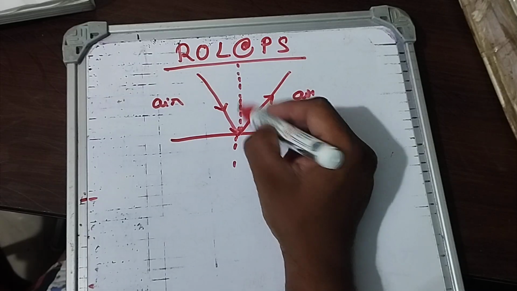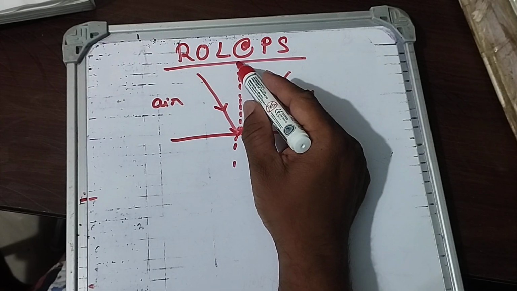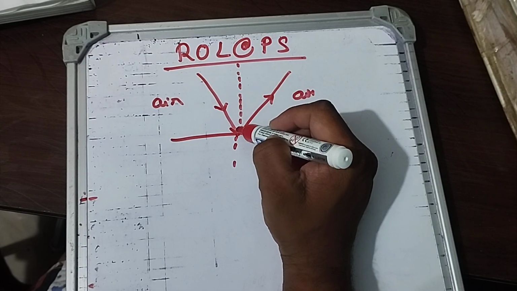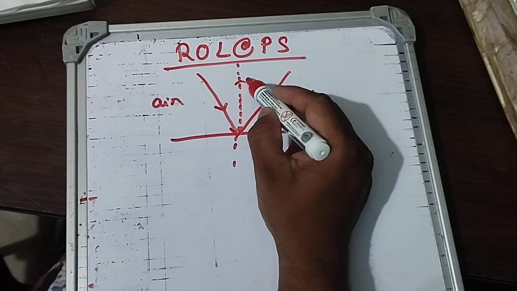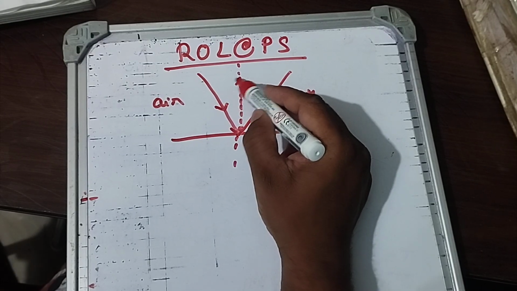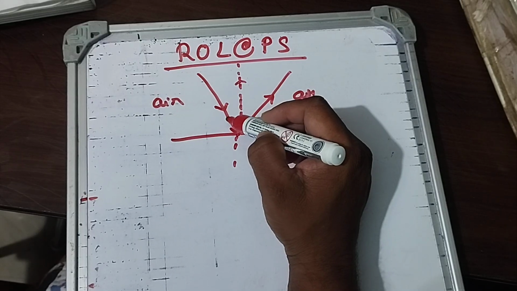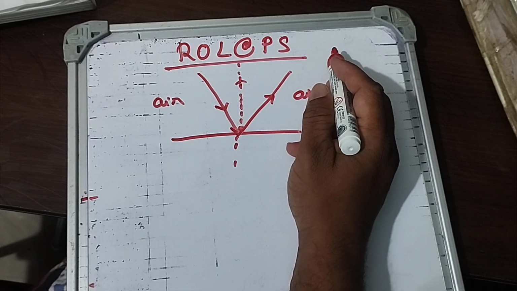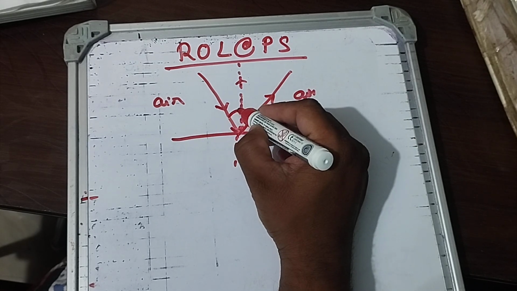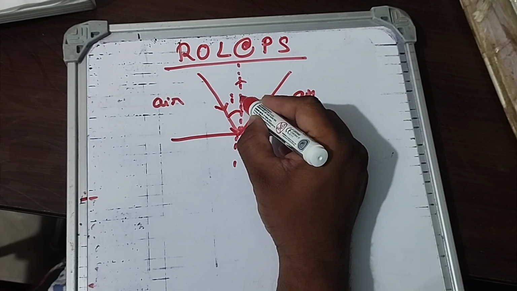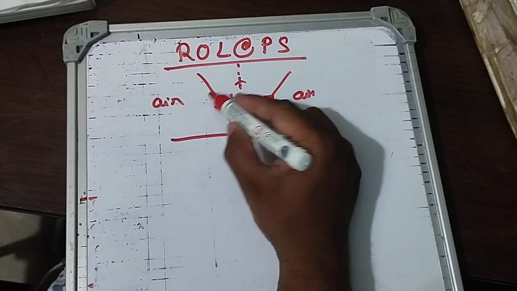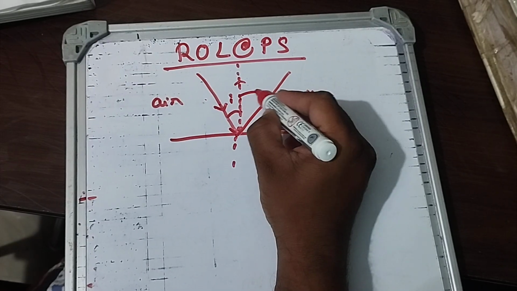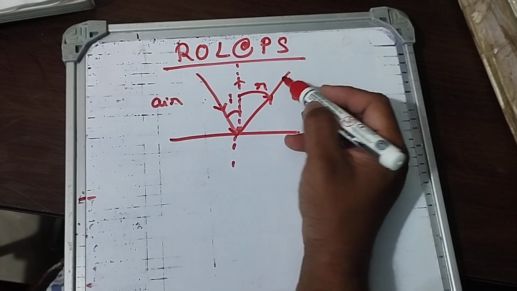The line here is the normal. When light travels along the normal, it will go back, reversed. But when it falls obliquely on this object, it will go obliquely back into the same medium. This is called the angle of incidence, the angle between the normal and the incident ray. This is the incident ray, this is the reflected ray, and this is called the angle of reflection.